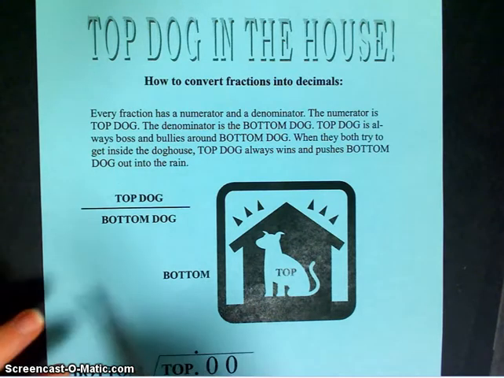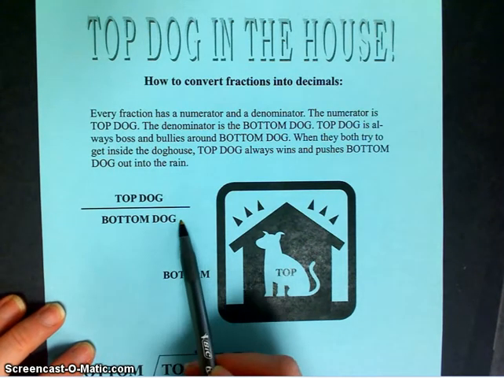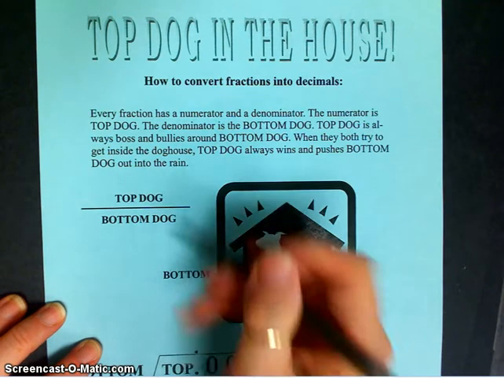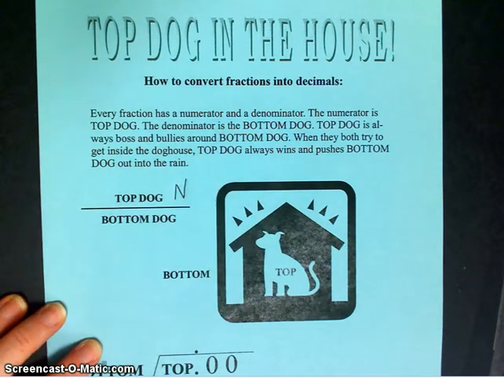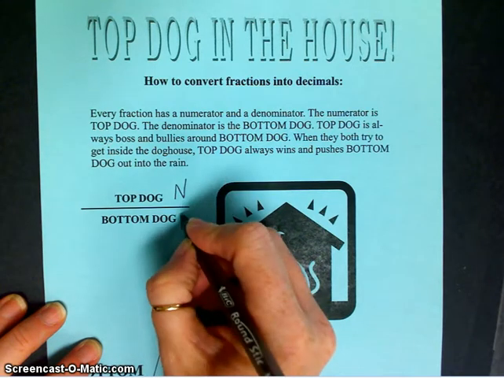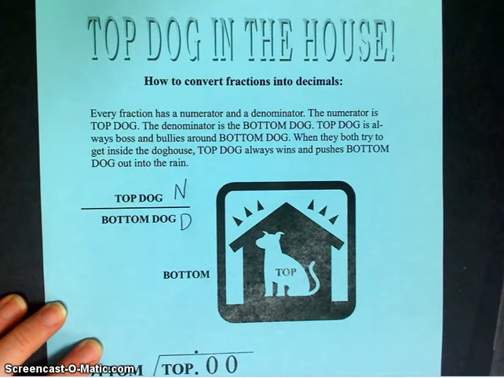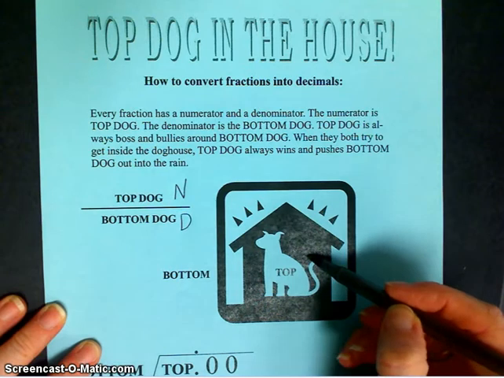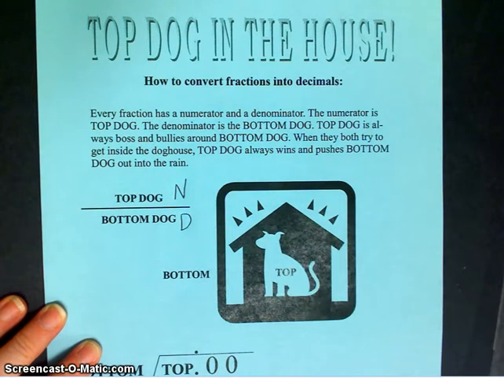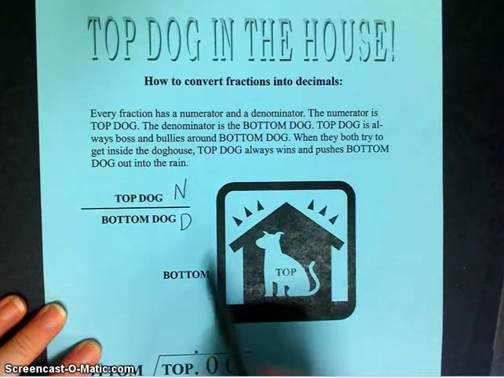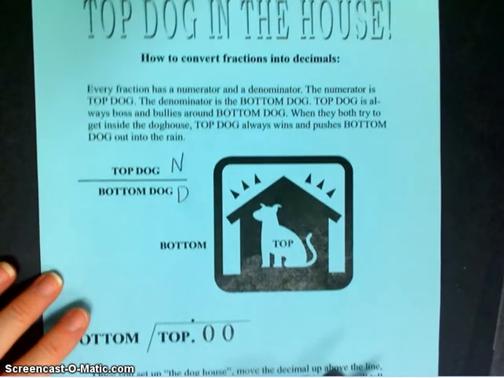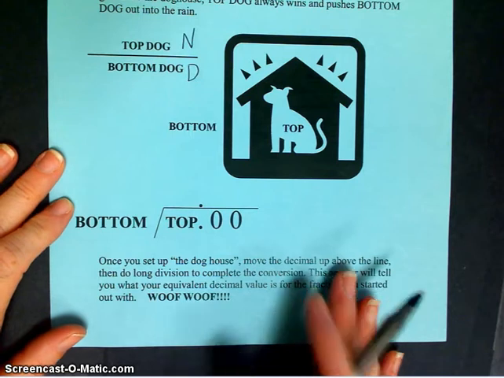Every fraction has a numerator and a denominator. The numerator, and I'm going to place an N by this so you know that's the numerator, is the top dog. The denominator, which is a D, is the bottom dog. Top dog is always boss and bullies around the bottom dog. When they both try to get inside the doghouse, top dog always wins and pushes the bottom dog out into the rain.